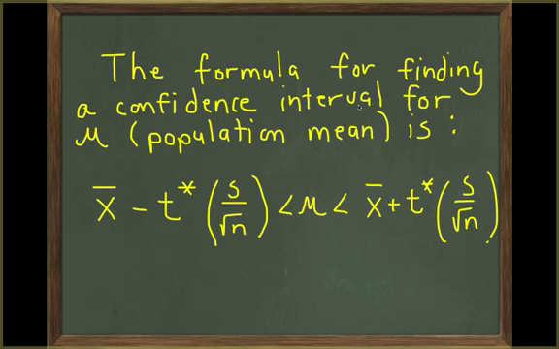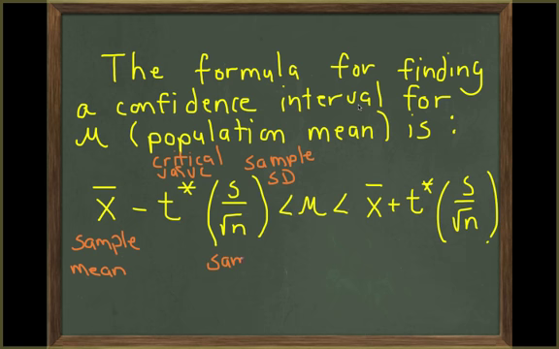The formula that we use for finding a confidence interval for the population mean is x bar plus or minus t times s over the square root of n. Okay, x bar is the sample mean. t is the critical value. s is the sample standard deviation. n is the sample size. And those are the parts that you're going to need to find your confidence interval.